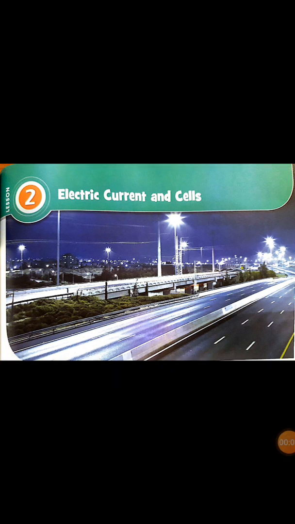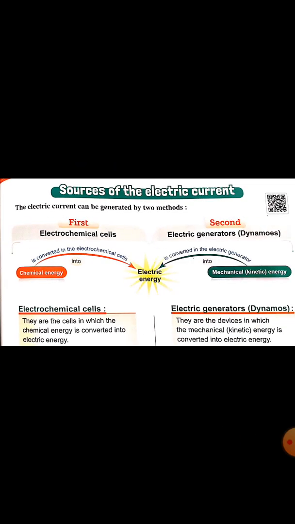Hello, Middle 3. Today we have the second lesson of Unit 2, Electric Current and Cells. In this lesson, we're going to talk about three main points. Starting with point number 1, sources of the electric current. Look, we have two sources to get electric current.